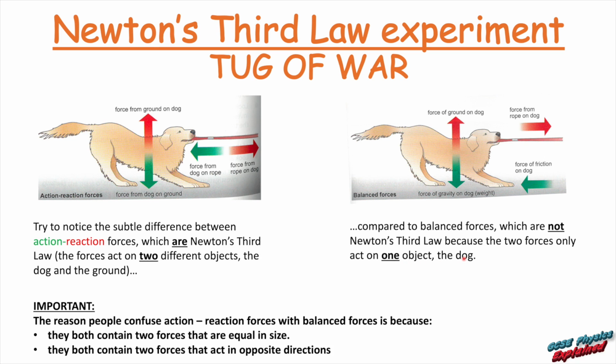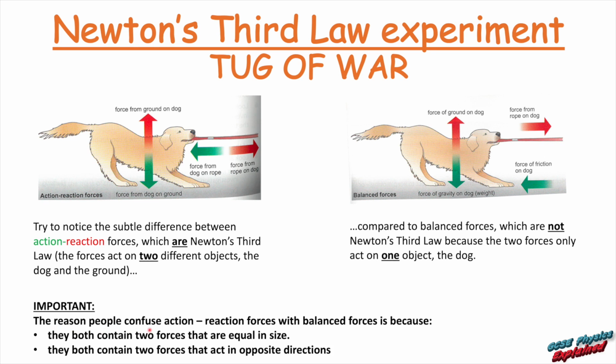I'll show you what I mean. You get a force of gravity on the dog and you get a force of the ground on the dog. So the ground is pushing the dog up and the weight is also acting on the dog. Let's look at these forces at the front. You've got a force from the rope on the dog and you've got a force of friction on the dog from the ground. So the friction is acting on the dog and the force from the rope is acting on the dog. So there's only one object involved, the dog.